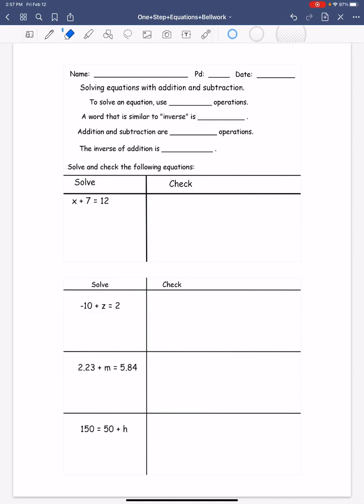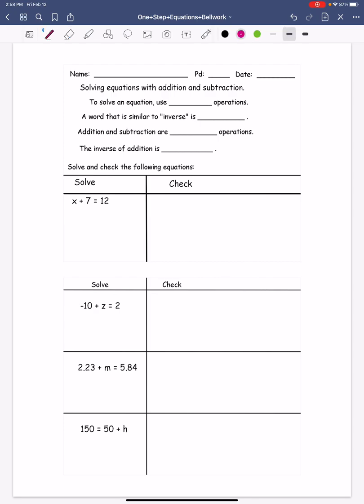Hey guys, just a quick review of everything we learned last week. We're going to do this one-step equations bell work just to jog our memory. We're coming back from a long weekend, so we're going to want to remember all the things we talked about last week. We're going to start by filling out these problems up here.